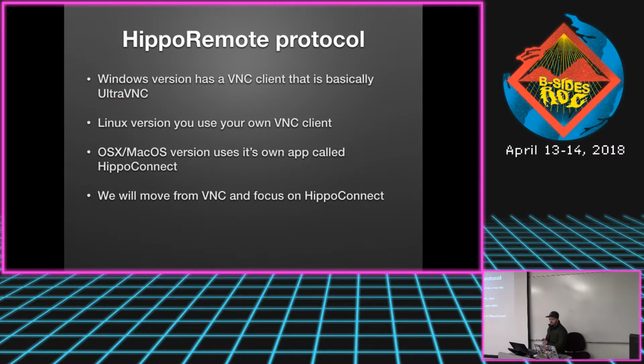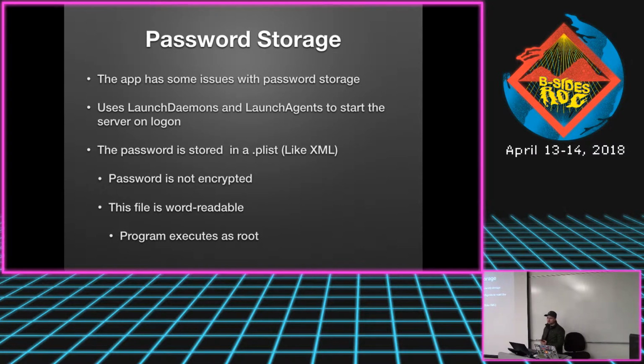But so when it comes to the implementation on Windows, you're basically just using a VNC client that's forked off of Ultra VNC. And if you're using it on Linux, you just use whatever VNC version you have on Linux. But if you're using it on Mac, it has its own app that they developed called HippoConnect, and that's what I'm going to focus on. So with HippoConnect, it has some problems. So for the password storage, it stores it inside a plist within the launch daemon or launch agent. So on Mac, launch daemons and launch agents are what are used to persistently run applications when you boot up or log in.